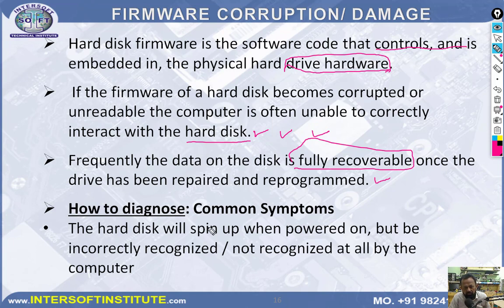What are the common symptoms? The hard disk will spin up when the power is on but be incorrectly recognized, not recognized at all, not initialized, or IO error. These are the firmware related issues. Next.